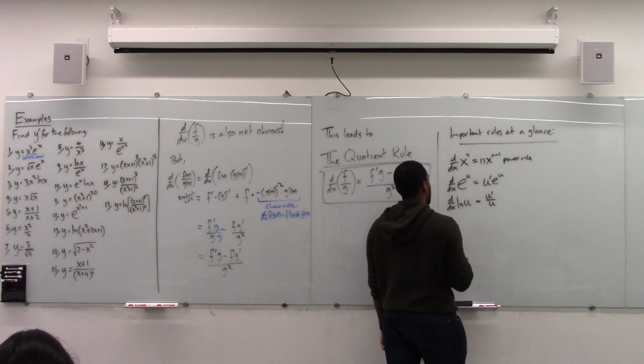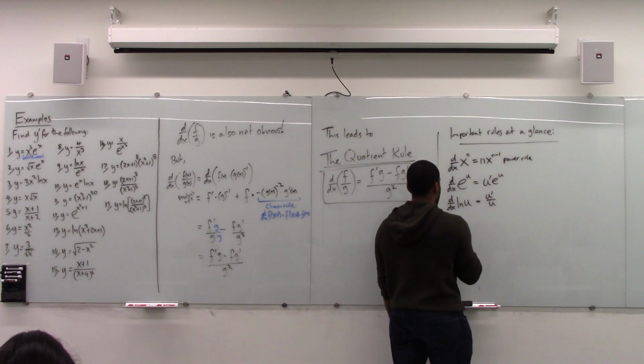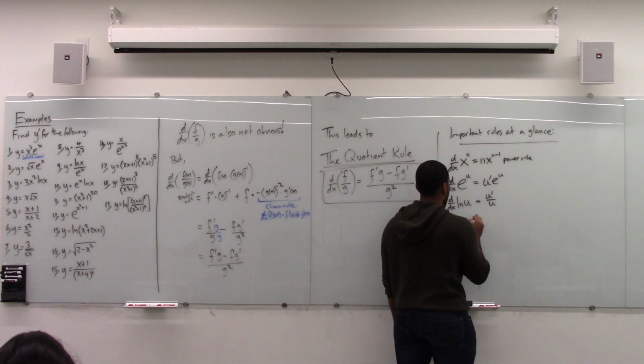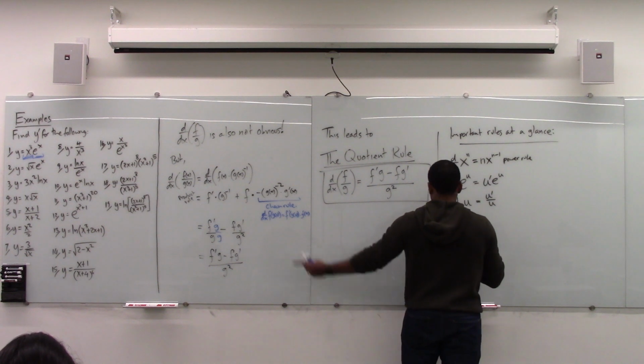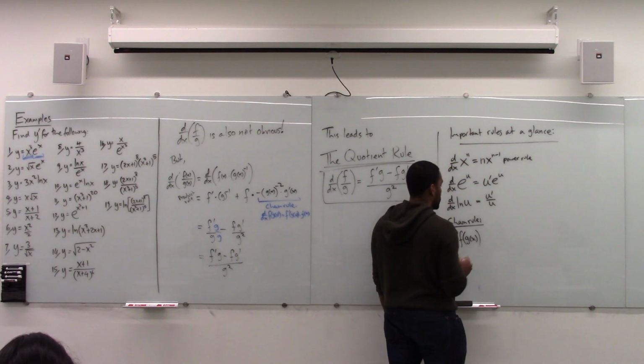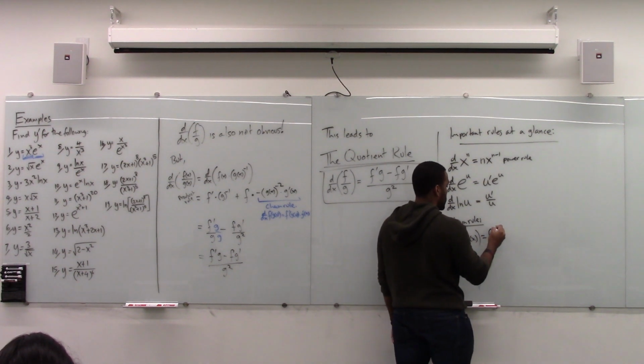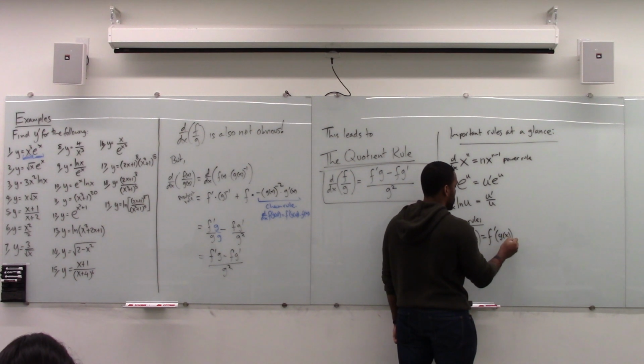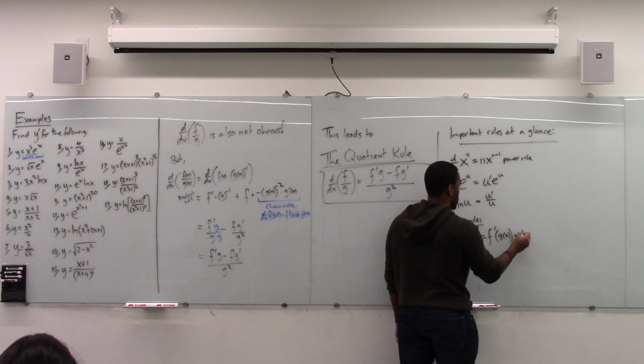We also spoke about the chain rule, which I just wrote down there. This says the derivative of f of g, once you have an inside function plugged into another, is: differentiate the outside function, leave the inside alone, then multiply the result by the derivative of the inside function.